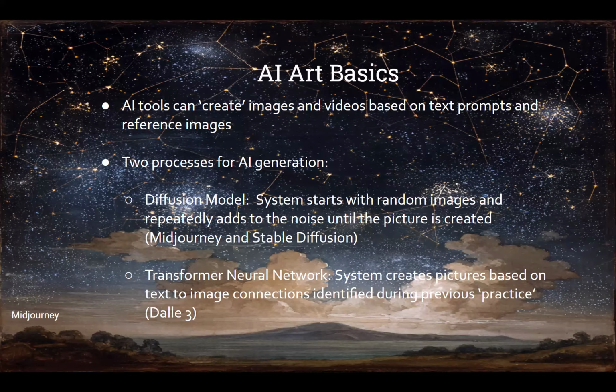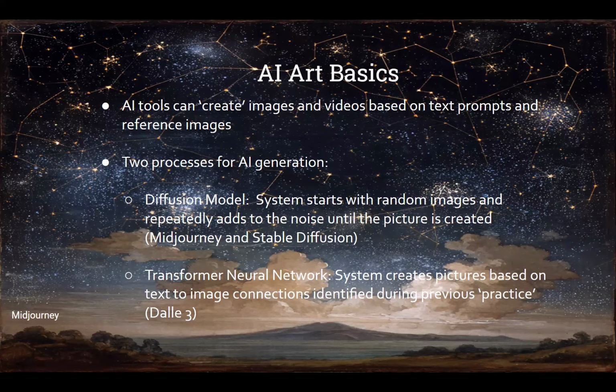The other type of model is called a transformer neural network. This system is trained by coupling words with their corresponding images so that the model can reference the correct images based on the text. When the user inputs their prompt, the model generates images that match the ones that the system has been trained on. DALL-E 3 is a model that runs on transformer neural networks, and DALL-E 3 is incorporated into systems like ChatGPT and Copilot, which we'll see later on in this presentation.